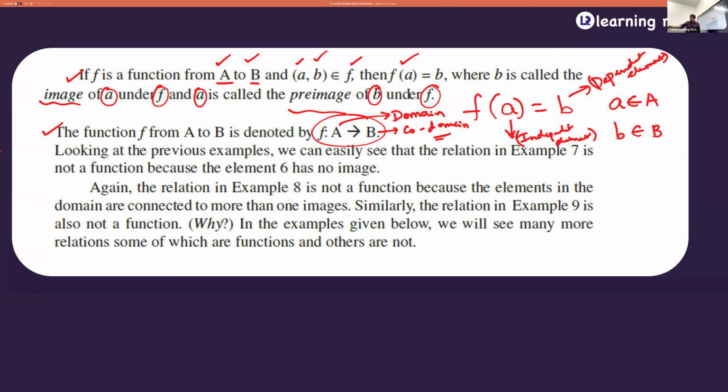There might be possibilities where the codomain is equal to the range. That depends only on specific functions. Not every function follows it, but every function follows this one. So these two are important points. Please make a note of it.